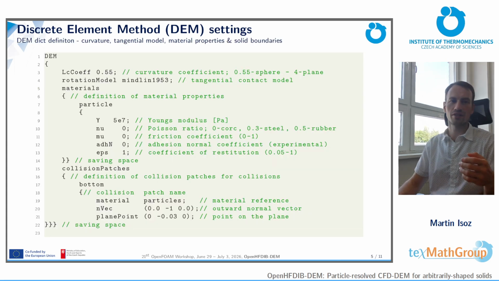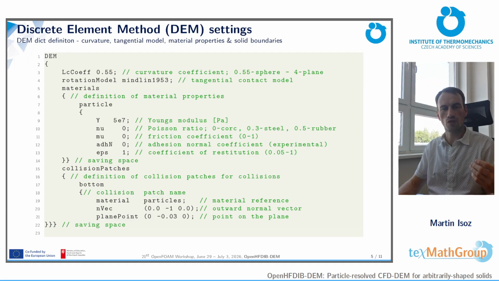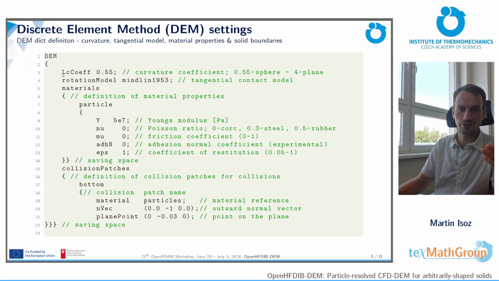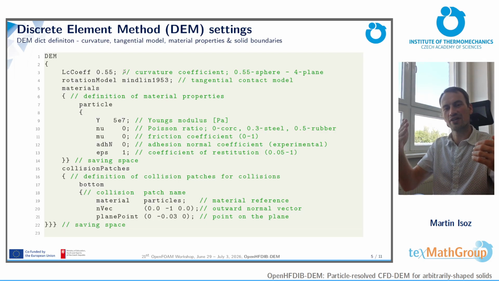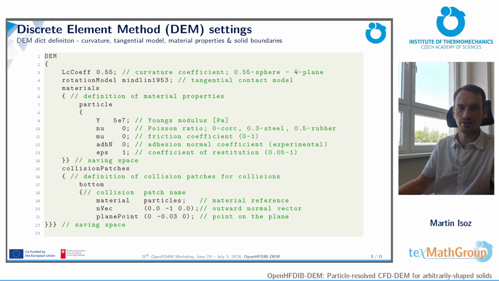How it looks in our DEM subdict of HFDIB-DEM dict is this. So we have our curvature coefficient, which due to consistency with the standard Hertz model is 0.55 for spheres, and due to consistency with the Chen 2012 model for planar contact is 4 for planes. Then we have the rotation model. Our default choice is Mindlin 1953, but there is also the Chen 2012 model available.